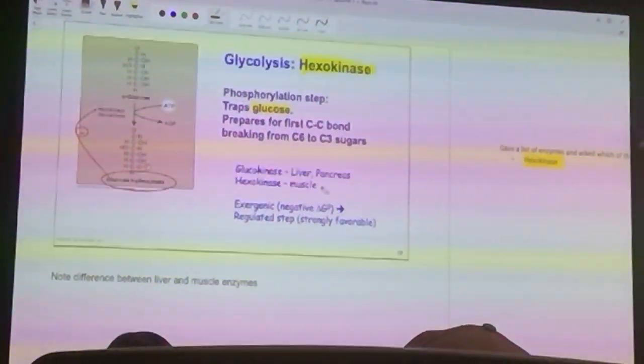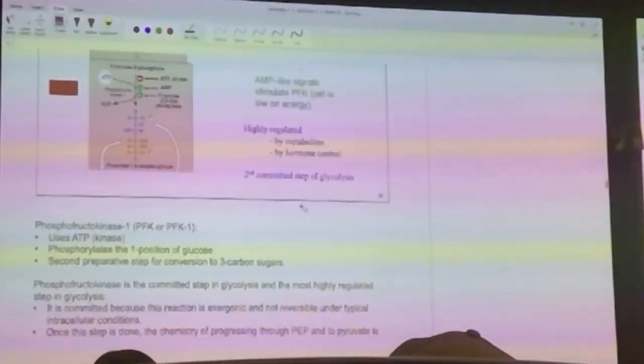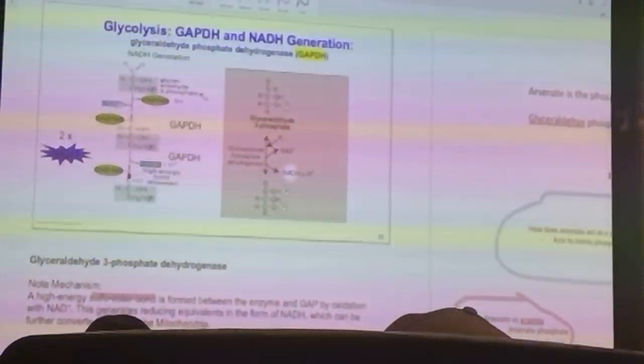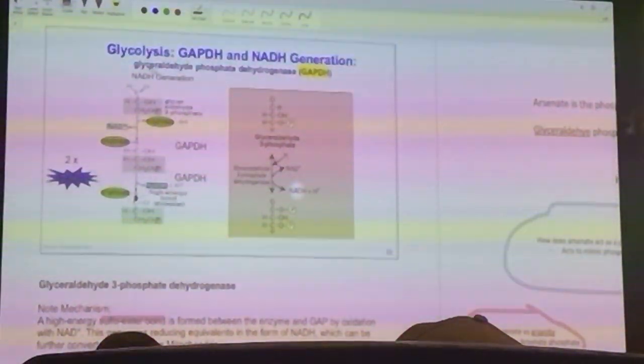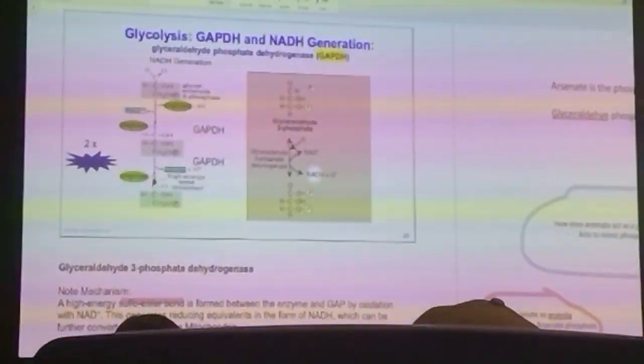Okay, hexokinase traps glucose in the cell. And just know this one, glyceraldehyde phosphate dehydrogenase makes reducing equivalents.